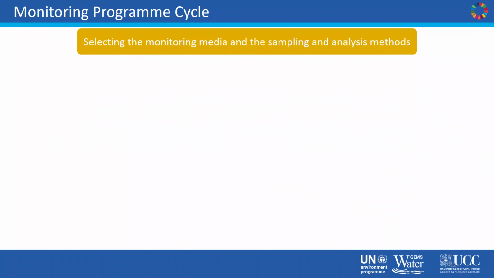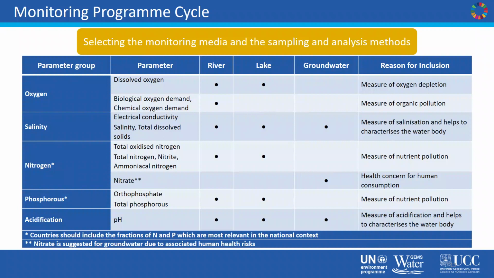So if we focus first on the monitoring media, in this case, indicator 6.3.2 is only concerned with the physical and chemical properties of water when we're reporting at level 1. And the parameter groups to fulfill level 1 reporting have already been prescribed by the methodology. But within each of these parameter groups, the country can decide which specific parameter to use for reporting.